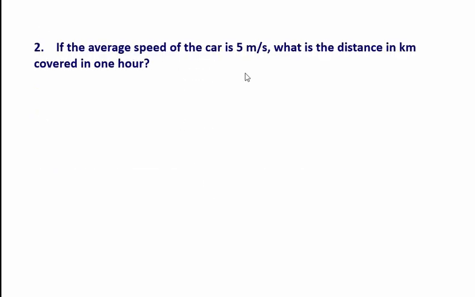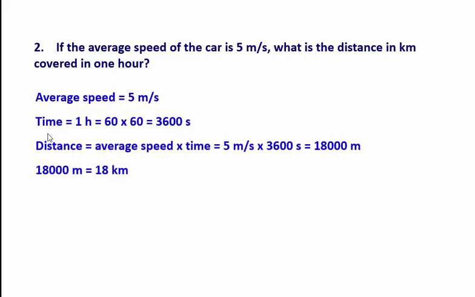Next question. We have the average speed and the time, find the distance. Now, what is the relation between distance, average speed, and the time? Well, distance is average speed multiplied by time. Now, we want the distance in kilometers. First we have the speed in meters per second and the time in seconds, so we will calculate the distance in meters and then convert that to kilometers.